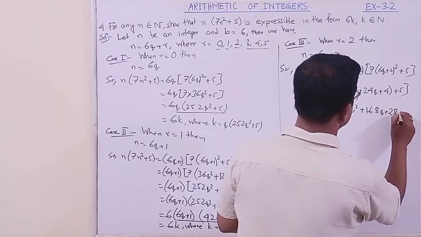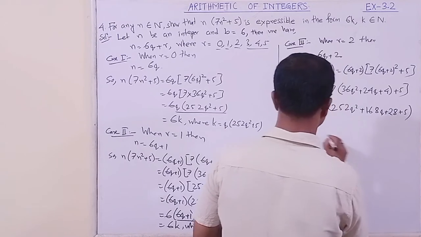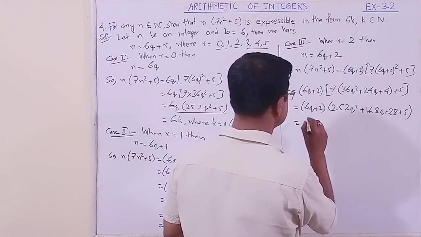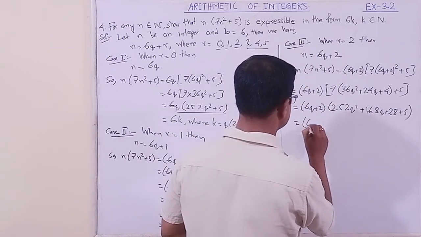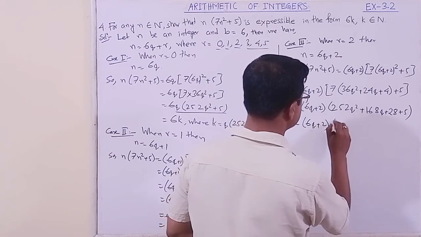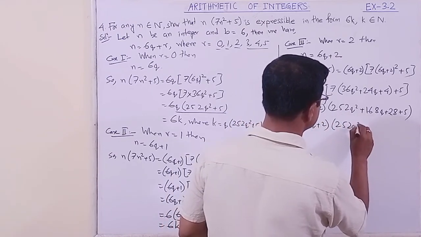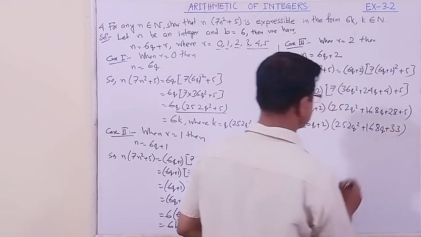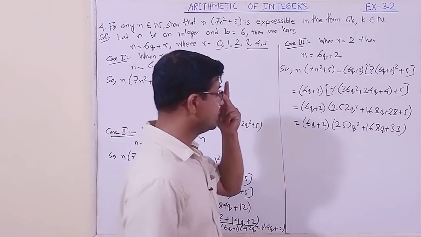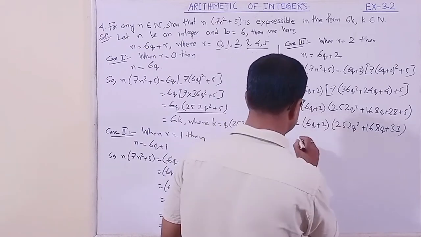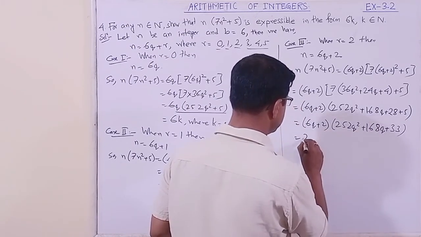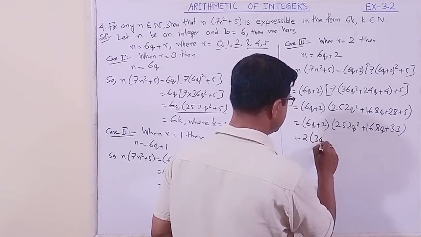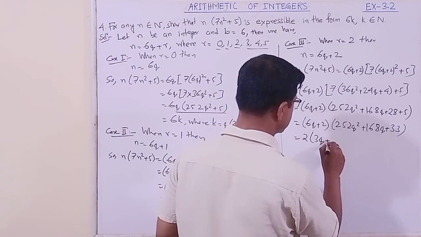768q, 28 plus 5. After that, we have to do one more step, then only we'll take common. 252q square plus 168q plus 33. But we have to take 6 common. This should be shown as a multiple of 6. Obviously we can show it. From here what is common? 2 is common. So this is 3q. If we take 2 common, it will be 3q plus 1.